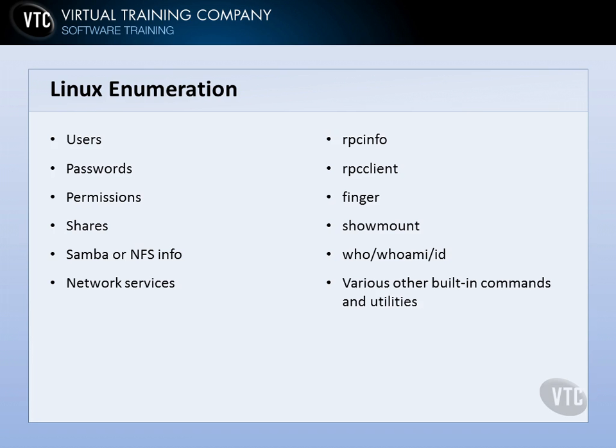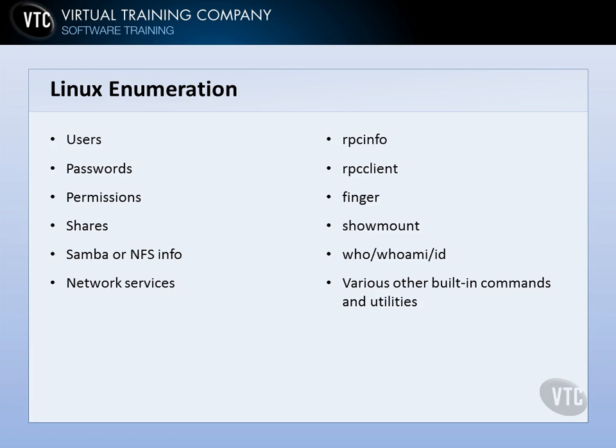Now, if Linux is using Samba, which is the Linux equivalent to SMB and helps Linux communicate with the Windows network and share files, you may get information about the shares and even the Windows network itself. In some cases, Linux or Unix may be using NFS to share files across a Linux or Unix type of network. You may get information from those NFS shares, such as mounts, permissions, and so forth. You also may get the typical network service information. Again, we talked about DNS, LDAP, SMTP, and other services that are possible.